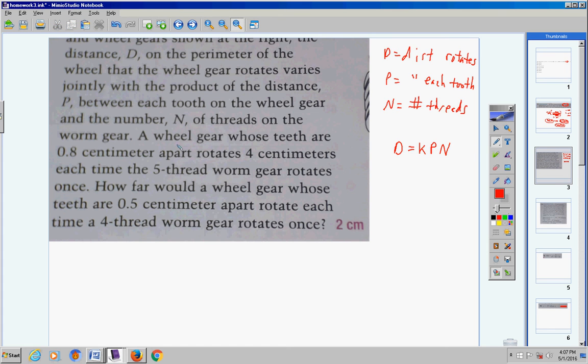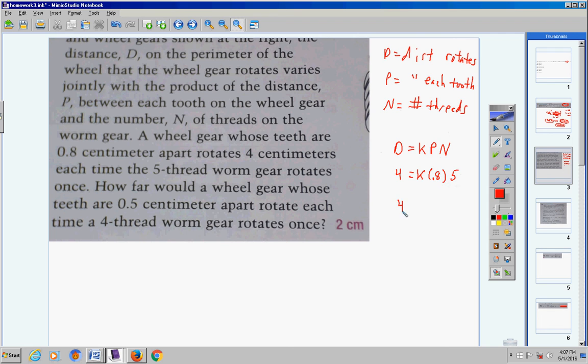So a wheel gear whose teeth are 0.8 centimeters apart. So teeth are this far apart. Well, that's p. P is the distance between each tooth. So p would be 0.8. Alright. A wheel gear whose teeth are 0.8 apart rotates 4 centimeters. D is the distance of rotation. So D would be 4. Bring down your K. And it has 5 threads on the worm gear. And N is your number of threads, so 5.